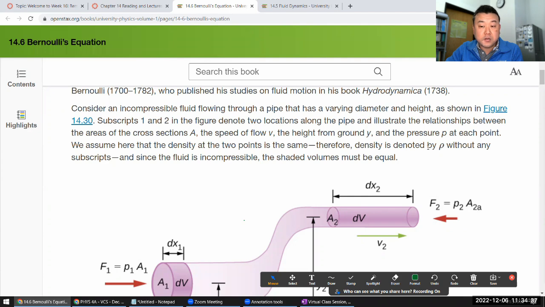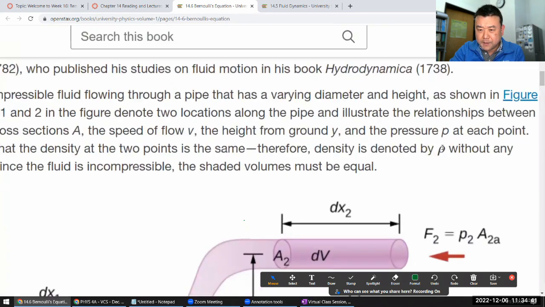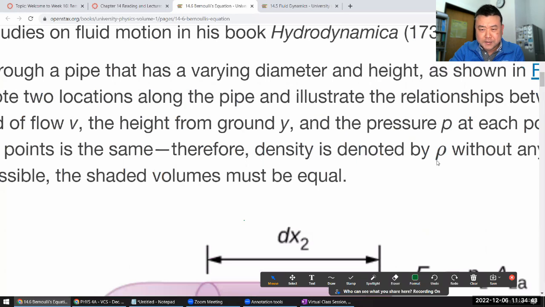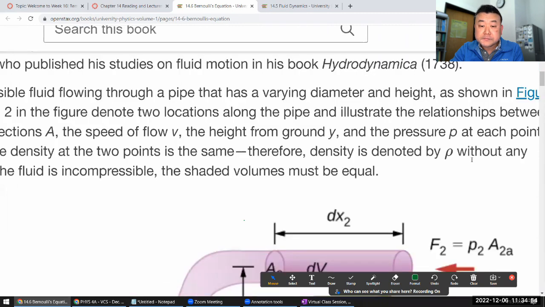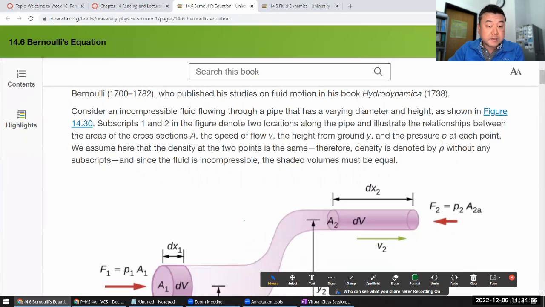Therefore, density is denoted by, this is not P. Look how different this letter looks from the P above. You should not be confusing these two. This is the letter rho. It's a Greek letter that sounds like R. I usually write it with a single stroke, rho, without any subscripts. So density is constant throughout the fluid because we assume it's incompressible. And since the fluid is incompressible, the shaded volumes must be equal.